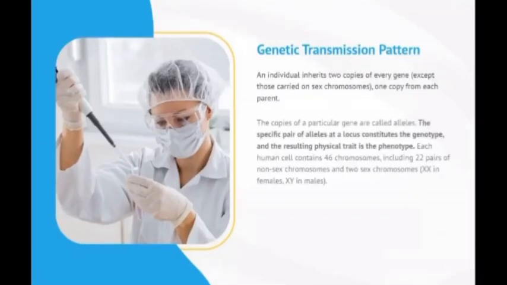Transmission pattern. An individual inherits 2 copies of every gene, except those carried on sex chromosomes, 1 copy from each parent. The copies of a particular gene are called alleles. The specific pair of alleles at a locus constitutes the genotype, and the resulting physical trait is the phenotype. Each human cell contains 46 chromosomes, including 22 pairs of non-sex chromosomes and 2 sex chromosomes, XX in females, XY in males.